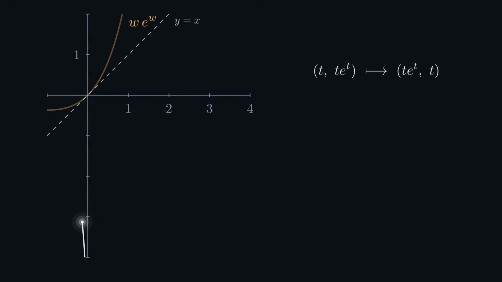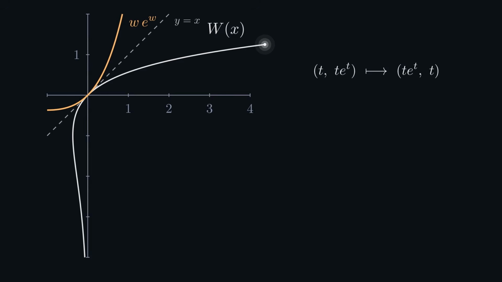Every point on the original curve looks like t and t times e to the t. Just swap the two coordinates. Plot the point t times e to the t and then t. Let t sweep across all the real numbers, and the points you paint out are the graph of the Lambert W function. By definition, no solving required. That is literally how you can plot it in any graphing tool.